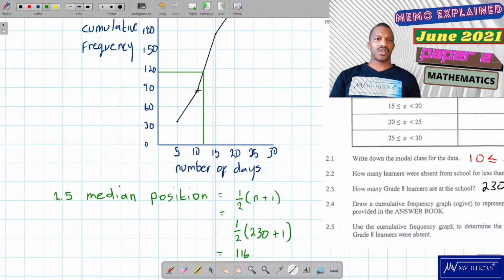If you draw a curved one, the range is still going to be the same. We might not get the same answer because for me, that value there looks more like a 10, 11, 12, 13, 14. It looks more like a 12. But the correct answer is to say it's between 10 and 15.